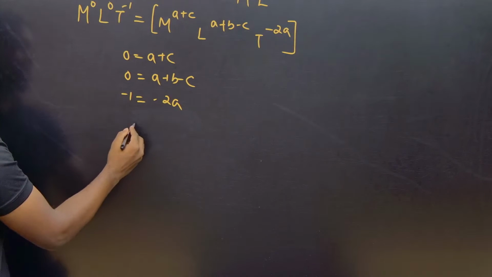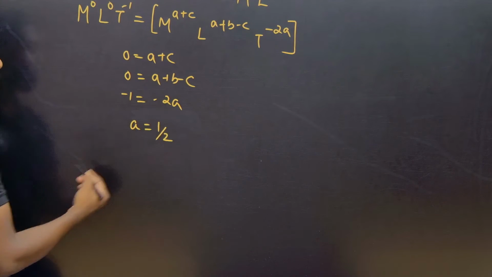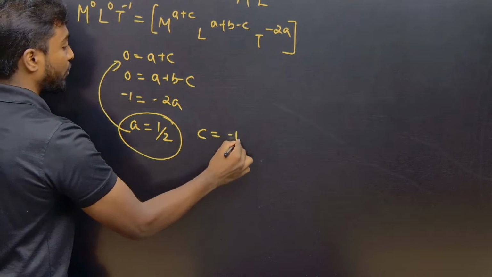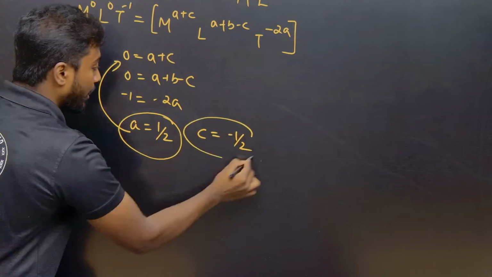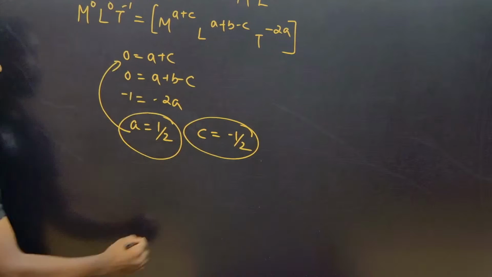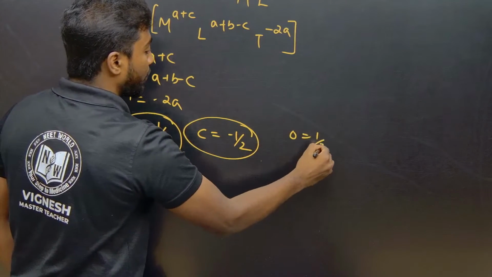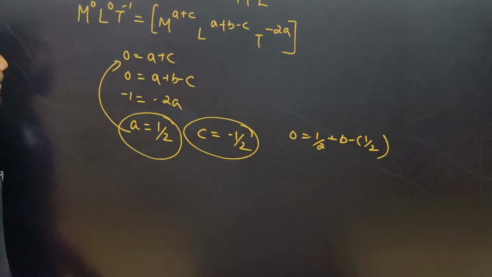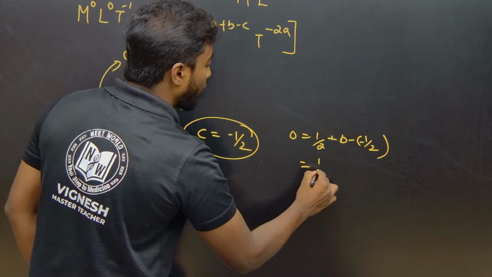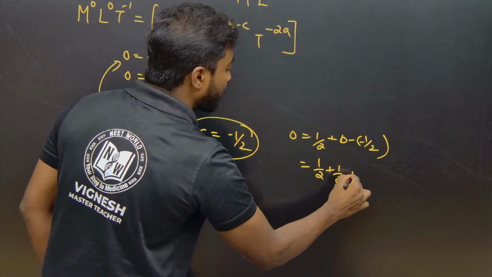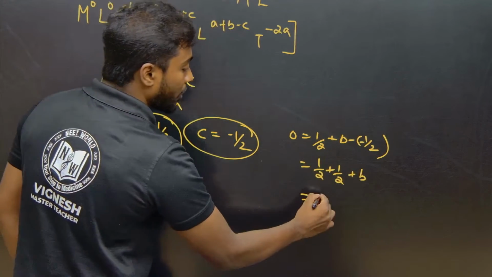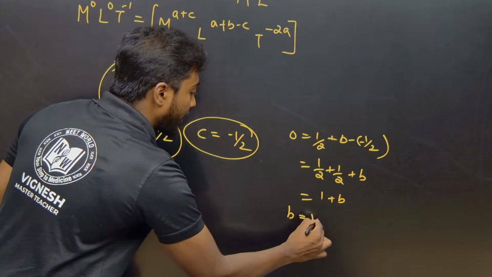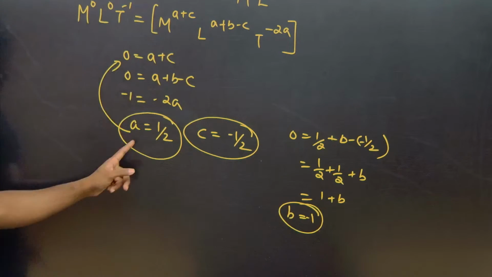So what is a? a will be equal to 1 by 2. Take a, substitute here, c will be equal to minus 1 by 2. Take a and c, substitute here: 0 equals 1 by 2 plus b minus of minus 1 by 2. So 1 by 2 plus 1 by 2 plus b, which is nothing but 1 plus b. b will be equal to minus 1. So I got the values of a, b, c.